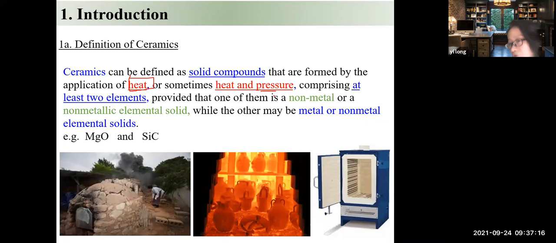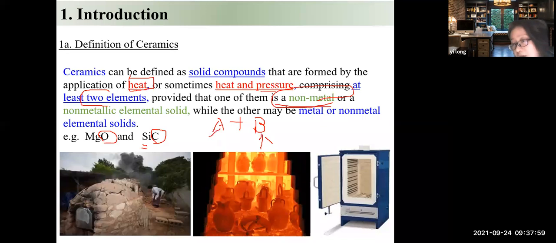Okay, and also all ceramics comprise at least two elements, provided one of them is a non-metal. The other one may be metal or non-metal. So for example, you have A and B, and you compound them. The B must be a non-metal. Just like magnesium oxide and silicon carbide. Oxygen is a non-metal, right? Carbon is also a non-metal, and the other one may be metal or non-metal.